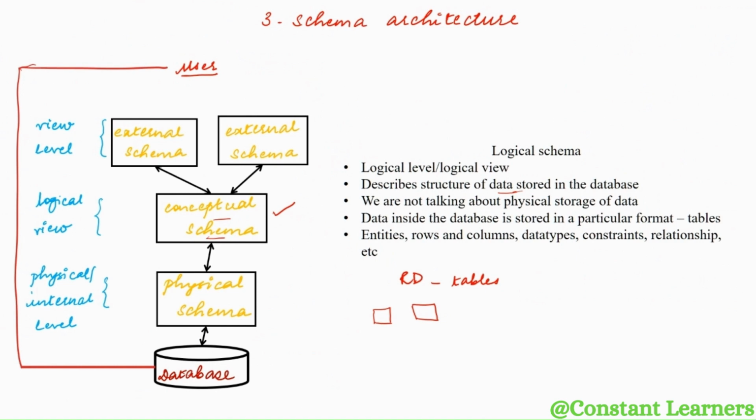As we've already discussed, it is not about the physical storage of the data. This is more about conceptual or logical storage of the data. It focuses more on describing the entities. Entities are nothing but the tables, along with the data types, constraints, relationships, columns, etc. So logical schema is all about the tables, the structure of the tables, the relationship between the tables, and how the data is being stored inside each of these tables. So that was the conceptual or logical schema.